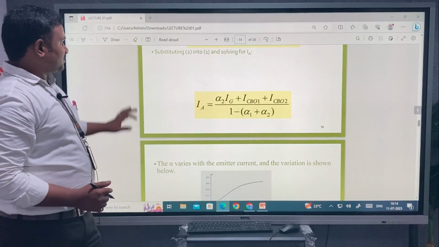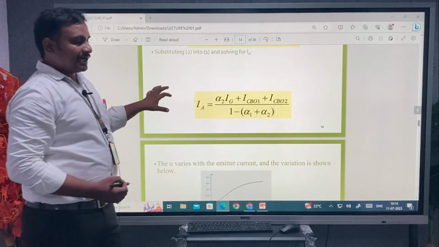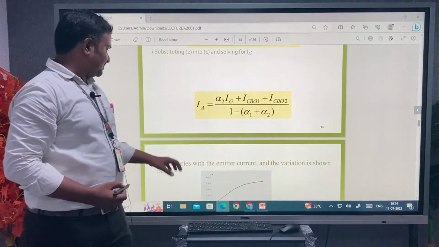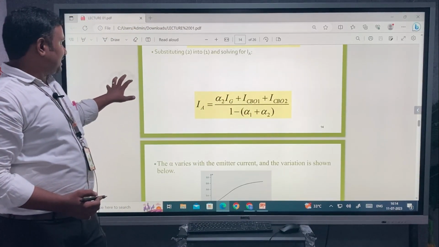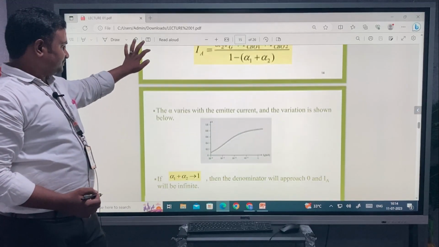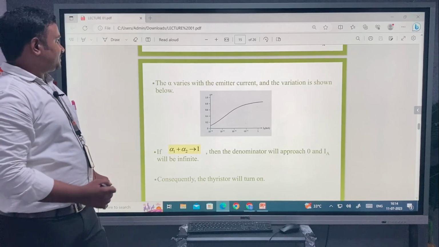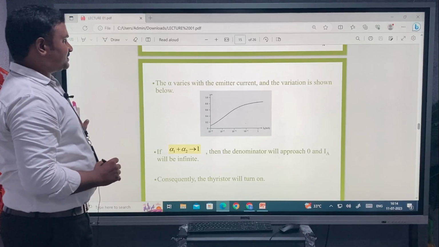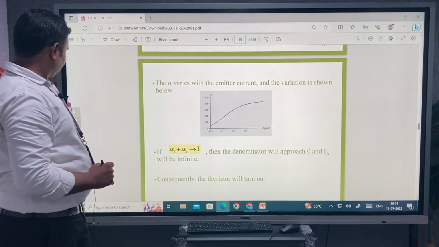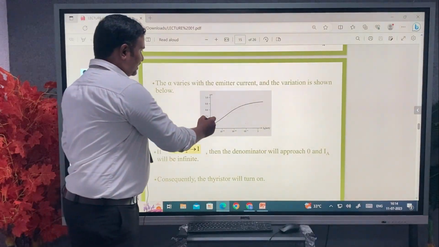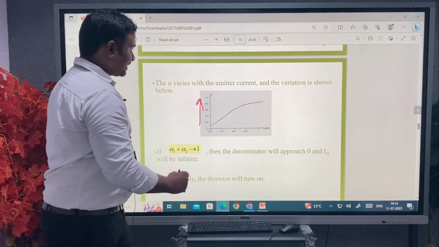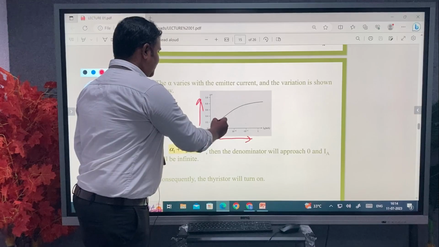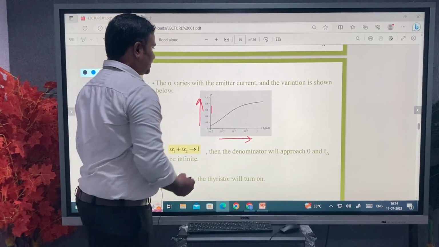So therefore we can write the total current IA as alpha 2 IG plus ICBO1 plus ICBO2 divided by 1 minus (alpha 1 plus alpha 2). So this is your total anode current flowing through the circuit. The alpha varies with emitter current and the variation is shown in the figure. So here it is. The alpha value is taken on the y-axis and the emitter current on this axis. So a change in the emitter current will change the alpha value.